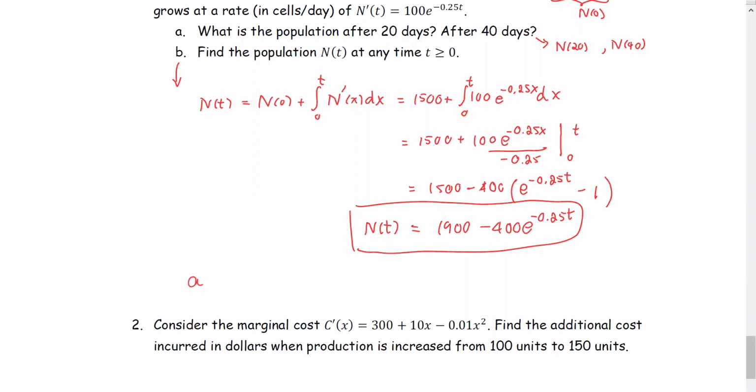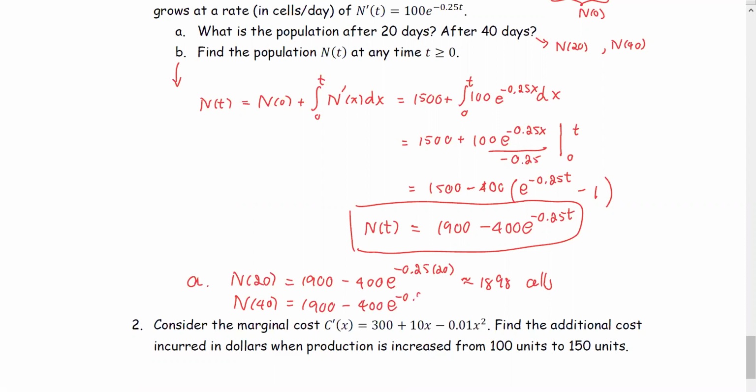And back to part A. So N of 20 is 1,900 minus 400 e to the negative 0.25 times 20, or it's about 1,898 cells. N of 40 equals 1,900 minus 400 times e to the negative 0.25 times 40, or it's about 1,900 cells.